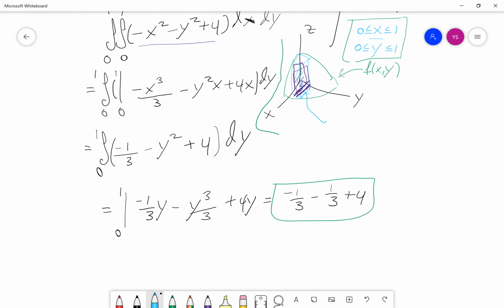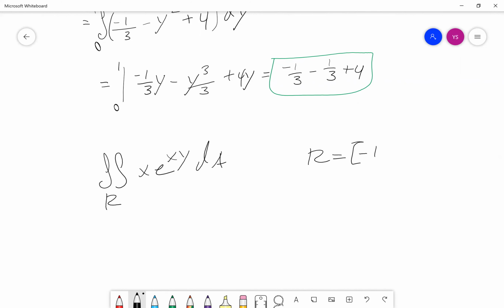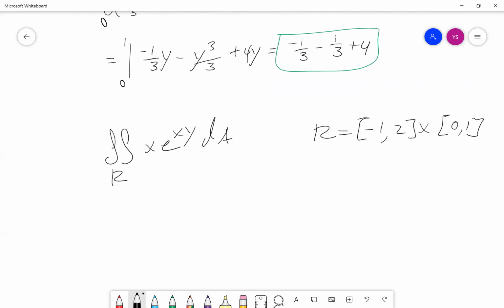Okay, let's do a couple more examples. So let's try to find the integral over the region R of x e^(xy) dA for R being the box negative 1 to 2 cross 0 to 1. Because your region is a box, you can choose what you want to integrate first. Do you want to integrate with respect to x first, or with respect to y first? It won't really matter.